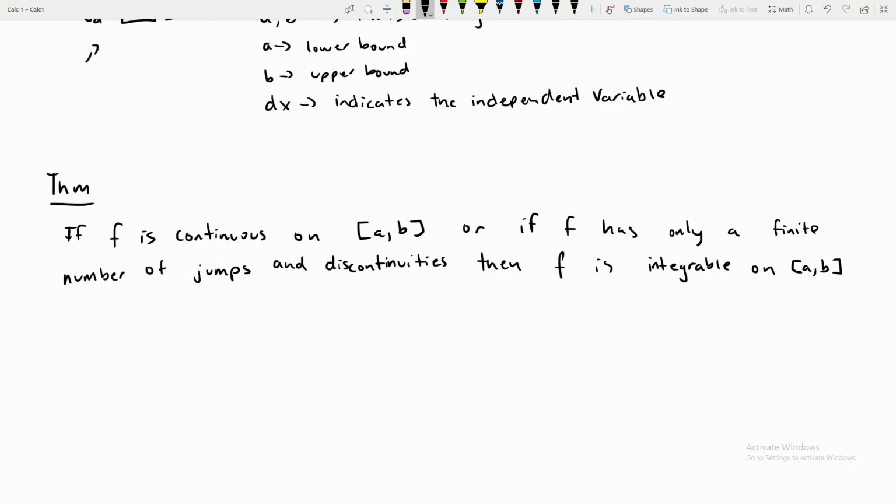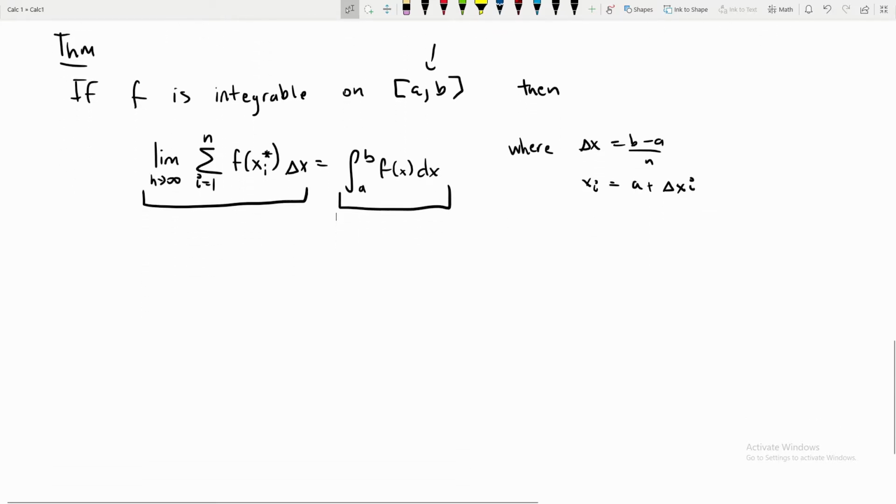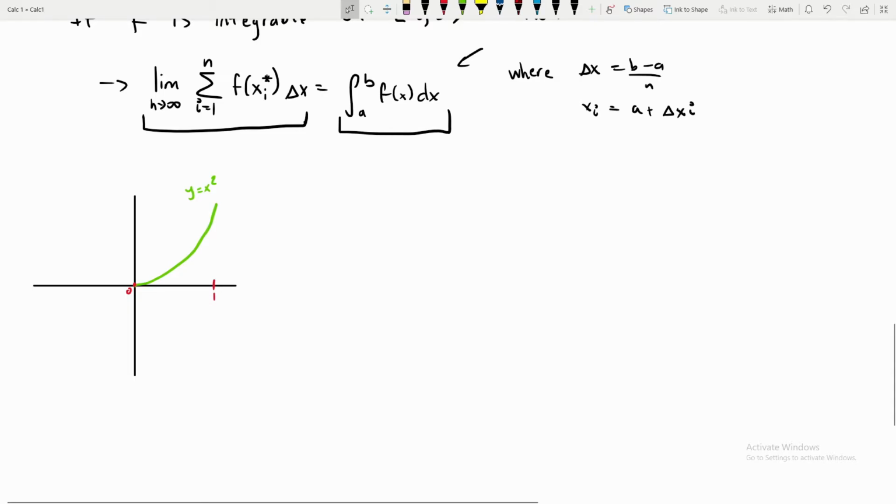So a quick little theorem basically says that if f is continuous on some closed interval and f has a finite number of jumps and discontinuities, then f is considered integrable, meaning that this integral would exist. The other quick little theorem, we kind of went over this: basically, if f is integrable on this interval, then we say that this limit is equal to this integral. I'm going to give you an example. I'm going to relate it back to the previous lesson, and we're going to see how this form translates to the integral form. So let's go back to the example that we were using from last lesson.